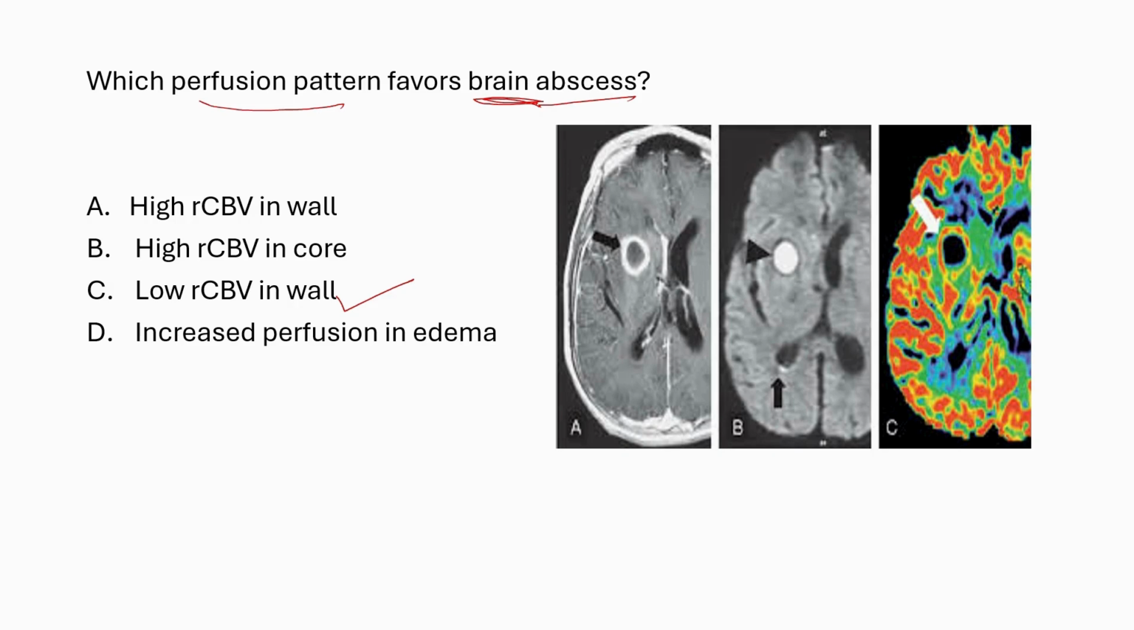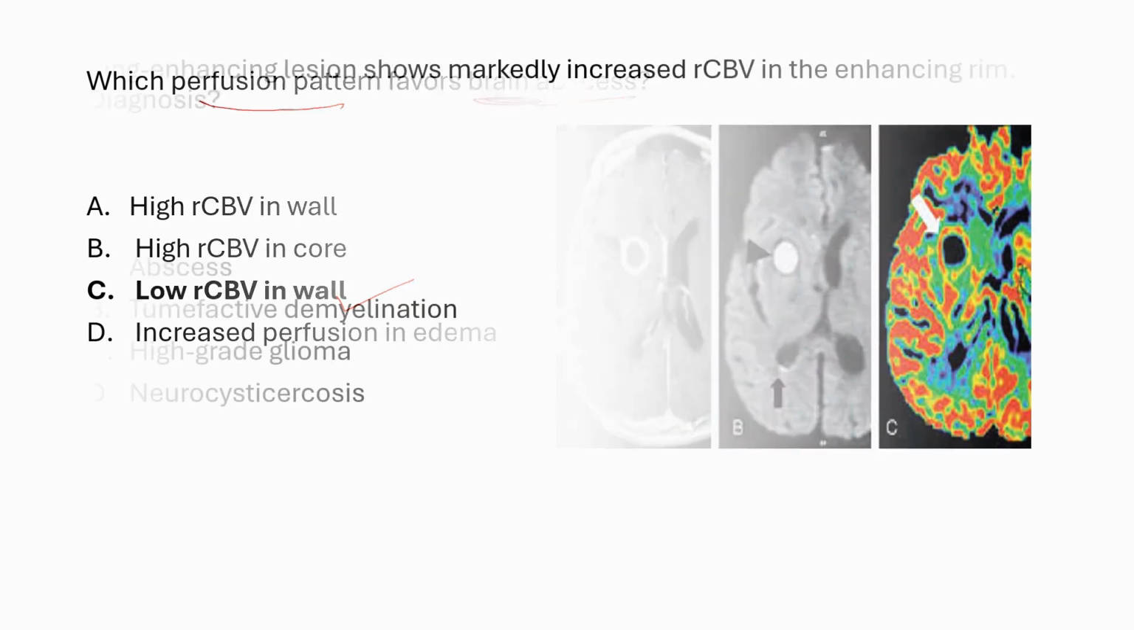As we can see in this image, there is a ring enhancing lesion. There is hypointense wall, and there is minimal perfusion in the wall. So answer is the low relative blood volume in wall.